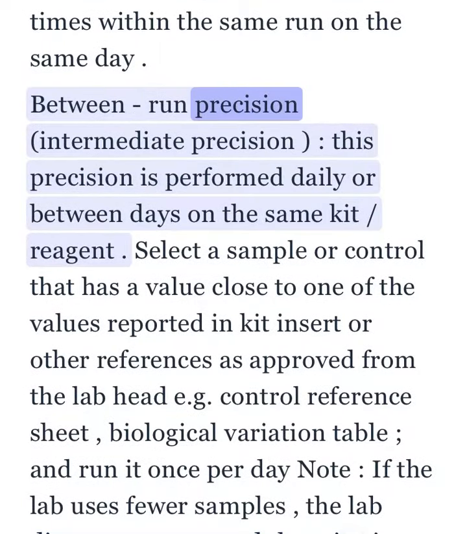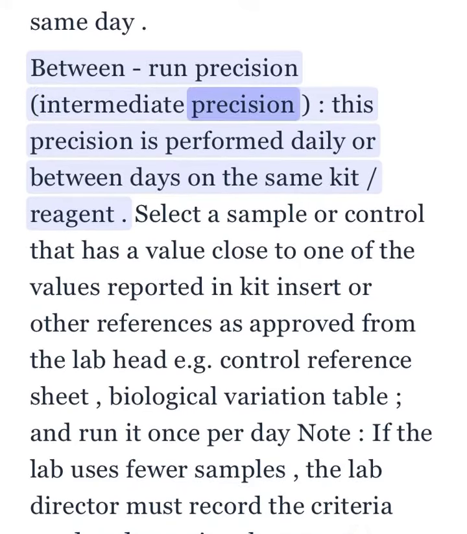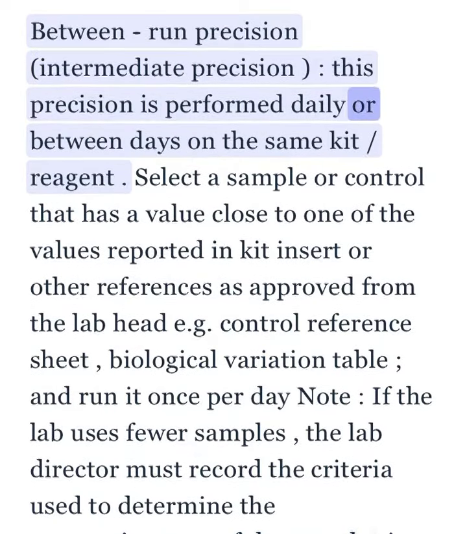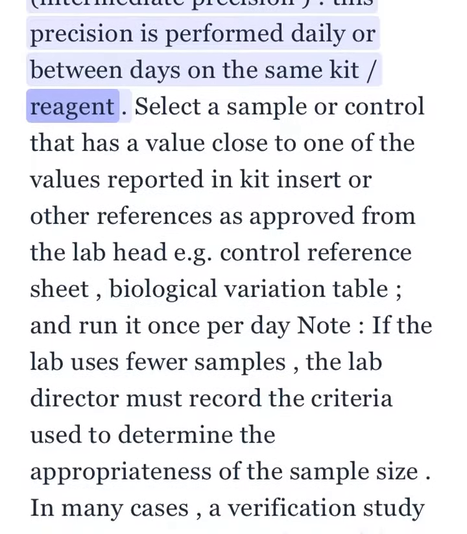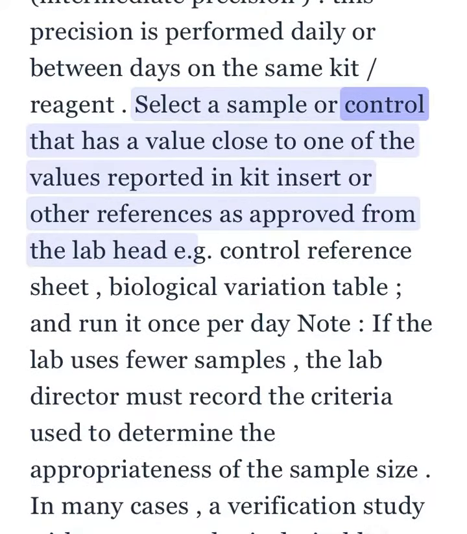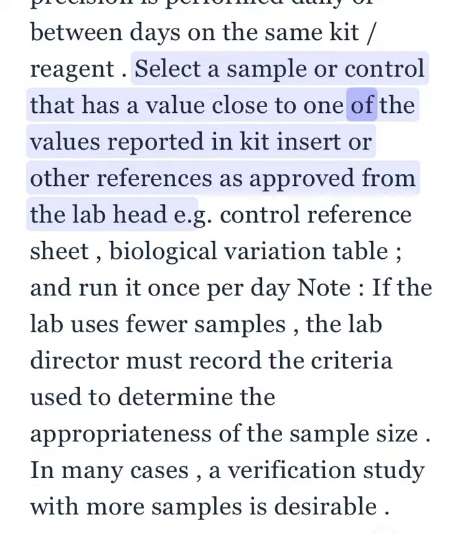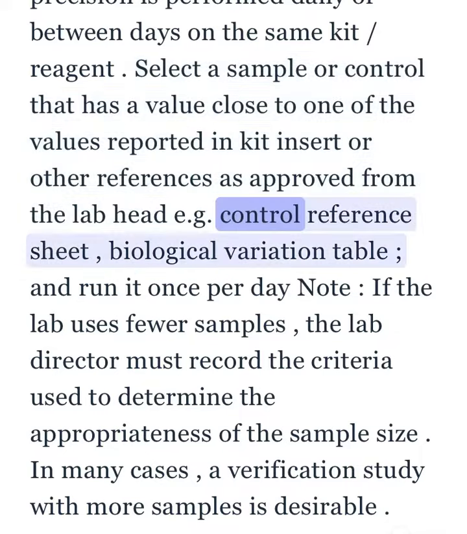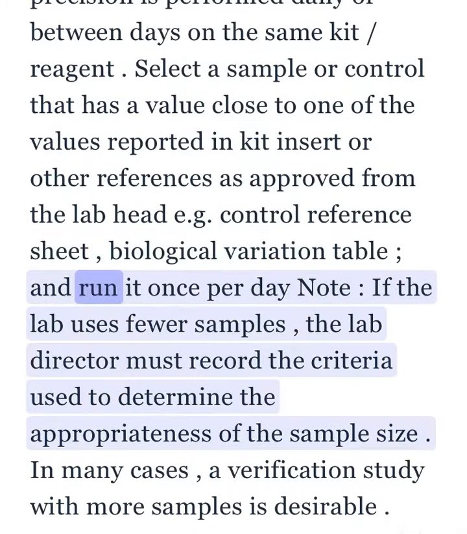Between-run precision, intermediate precision: this precision is performed daily or between days on the same kit, reagent. Select a sample or control that has a value close to one of the values reported in kit insert or other references as approved from the lab head, for example, control reference sheet, biological variation table, and run it once per day.